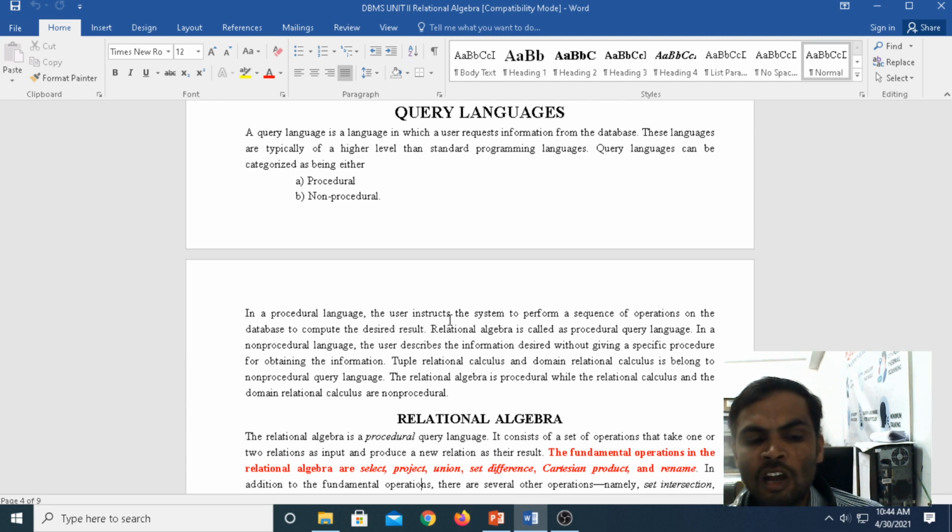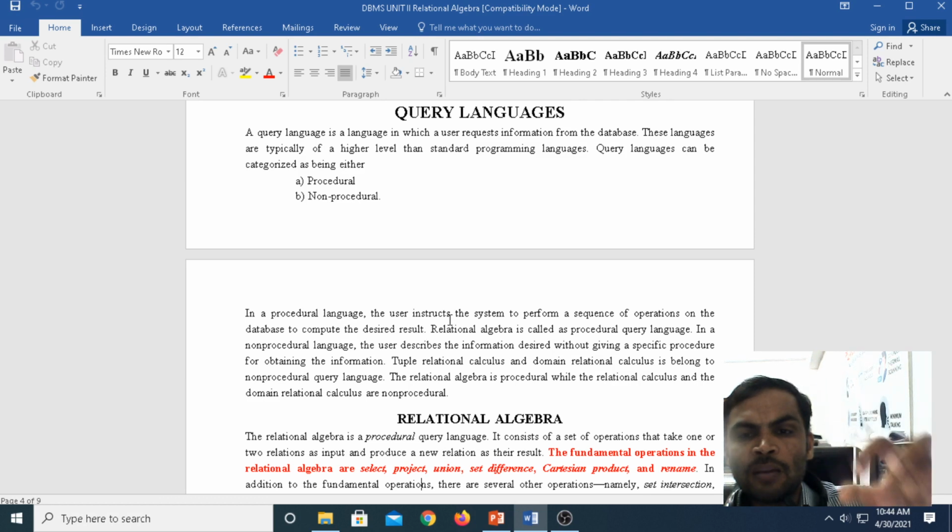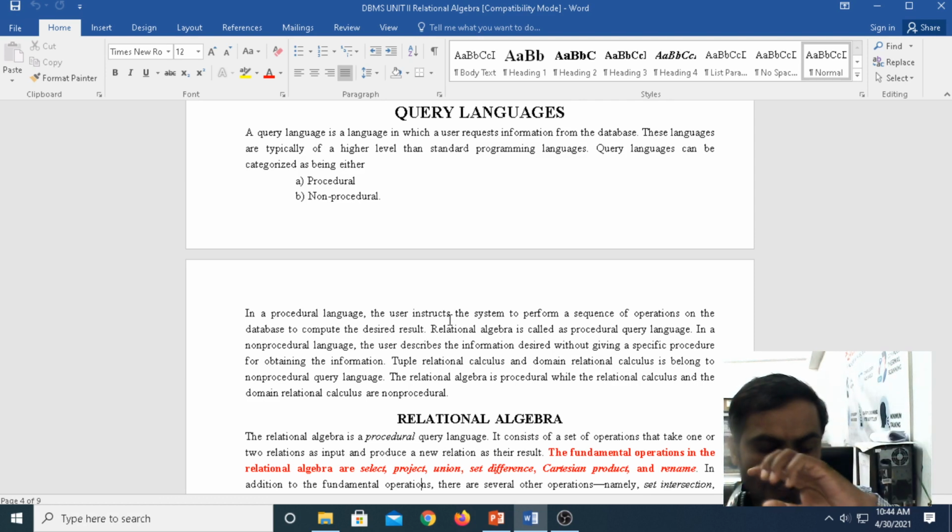Under relational algebra, these six operations come under the relational algebra. Selection operation: when we are using the selection operation, we are retrieving from the database. Under the database server, if you want to retrieve the information, we can retrieve it with the help of the select command.